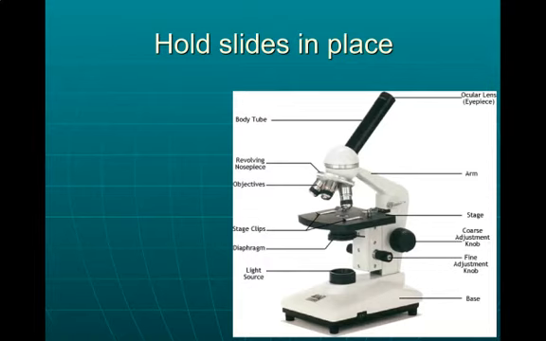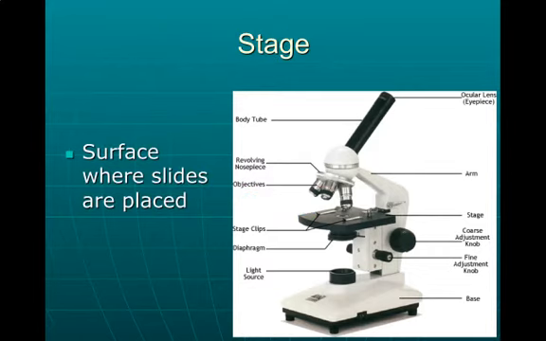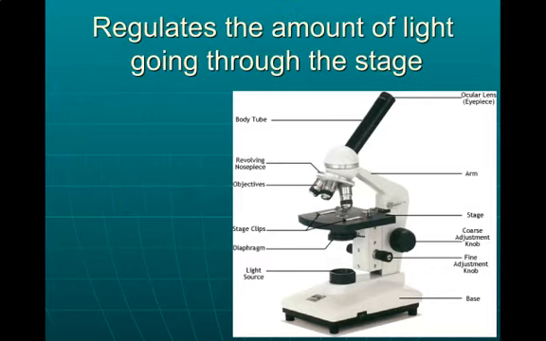Next description we have is that it holds the slides in place, and these are the stage clips. Below that is the stage. This is a surface where slides are placed. The next description regulates the amount of light going through the stage. This is the diaphragm. The thinner the object, the less light you can allow through the diaphragm. The thicker the object, the more light you're going to need to allow through the diaphragm.